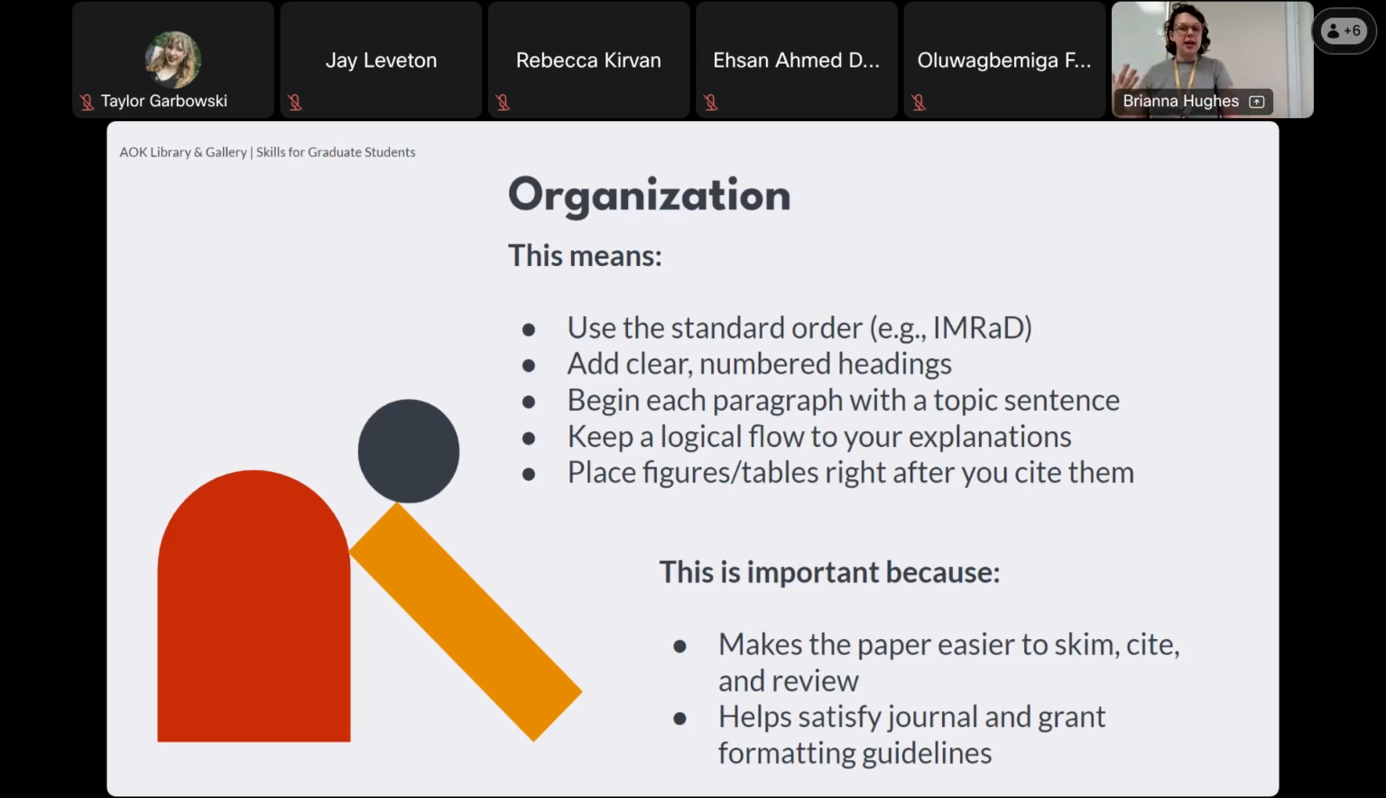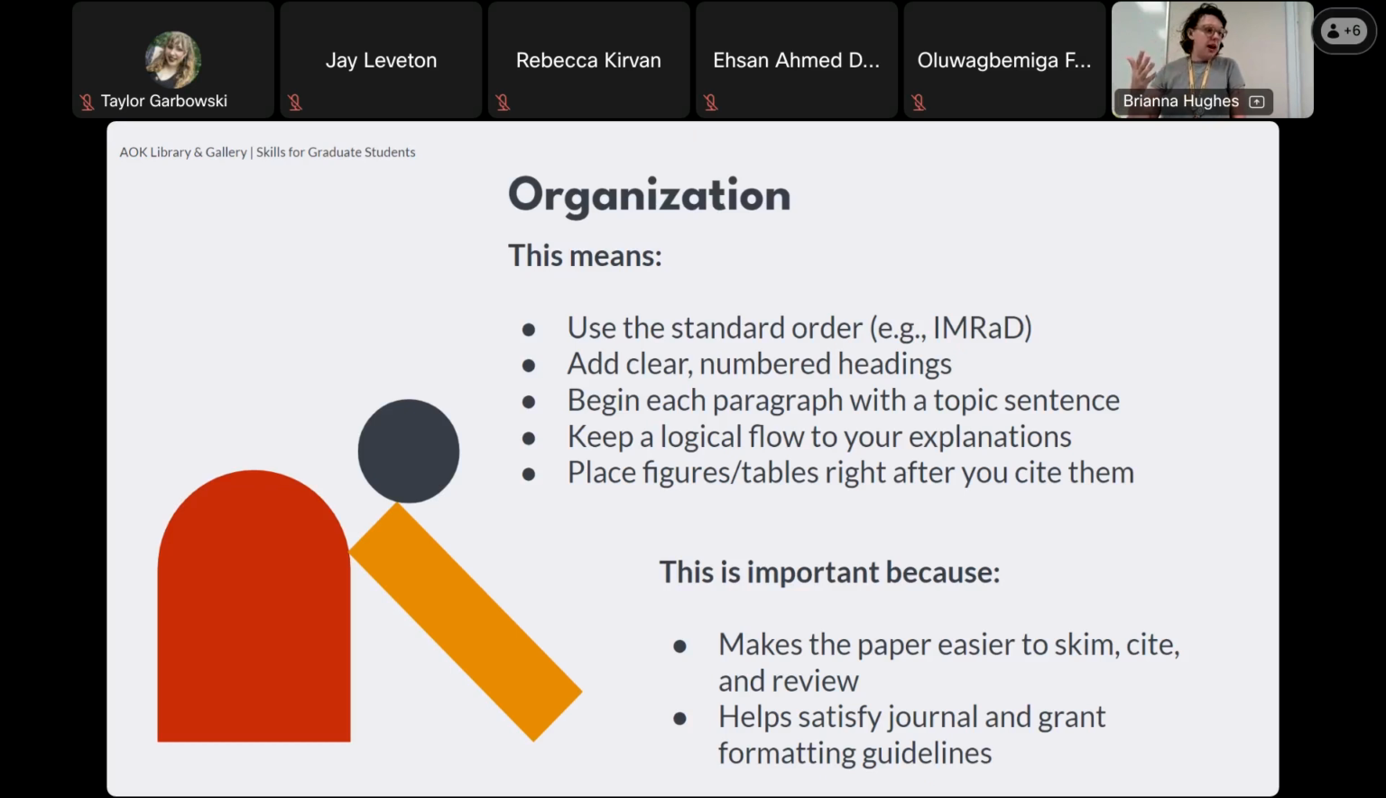Make sure you begin each paragraph with a topic sentence so that those who are skimming your article or your piece of writing know at the top of each paragraph what that paragraph is about. Making sure that you're keeping a good flow to your explanations, placing figures and tables close to the first time that you mention them, right when you cite them. All of this really helps skimmers or readers to navigate your paper.